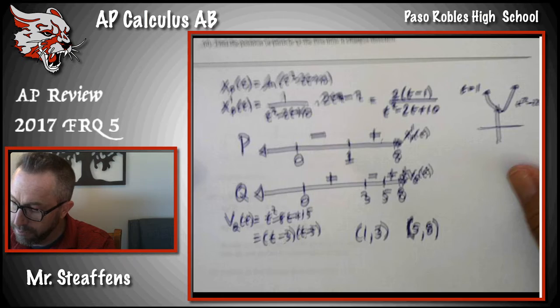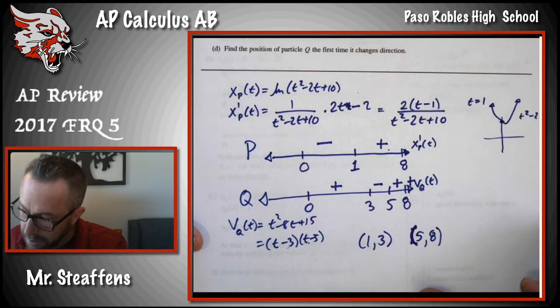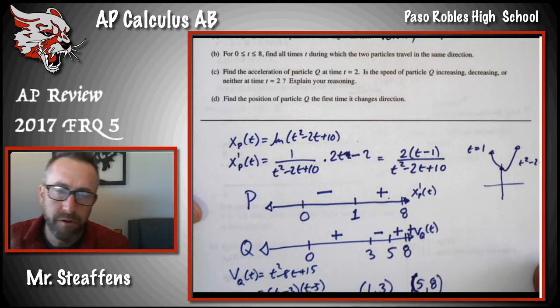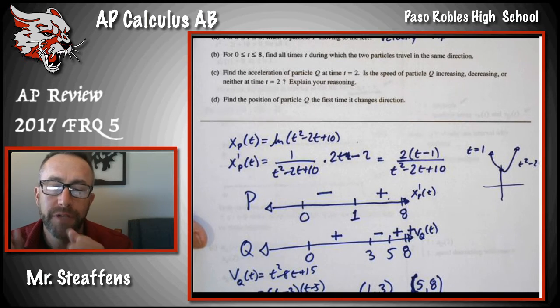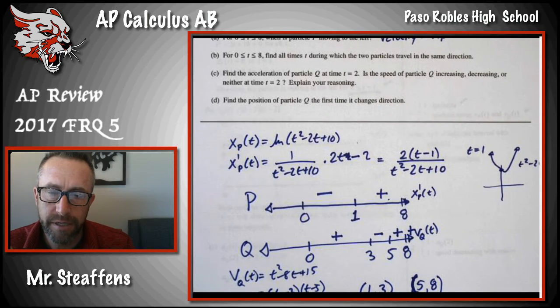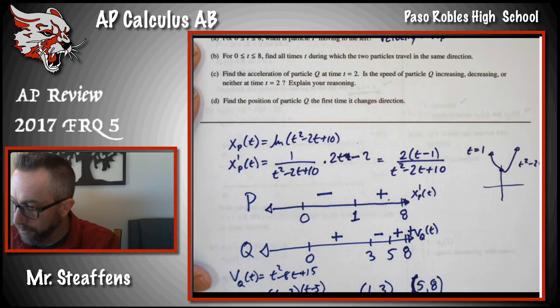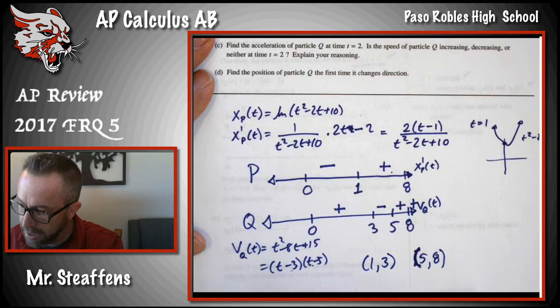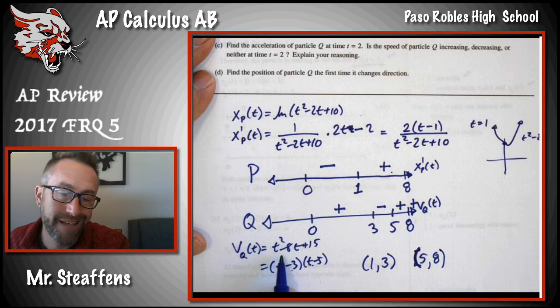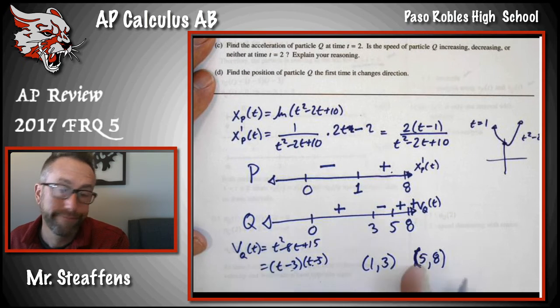Question C. 4 parts to this, brutal. Question C says, hey, do me a favor, find the acceleration of particle Q at 2, and then tell me, is the speed increasing, decreasing, or neither? So now I need to compare velocity and acceleration. It's super easy to find the acceleration, because remember, if the velocity is t squared minus 8t plus 15, I could just find the derivative of that. I get 2t minus 8.